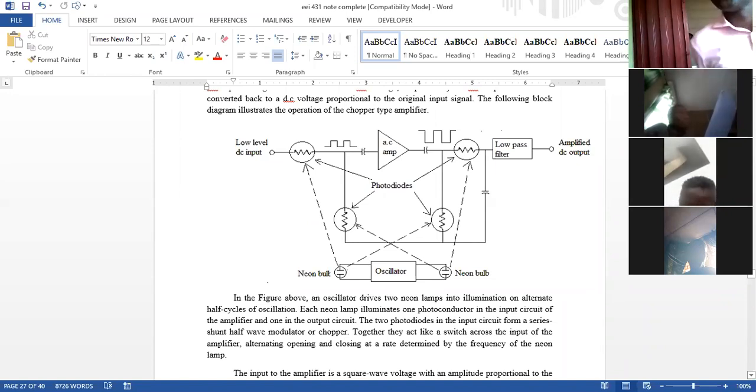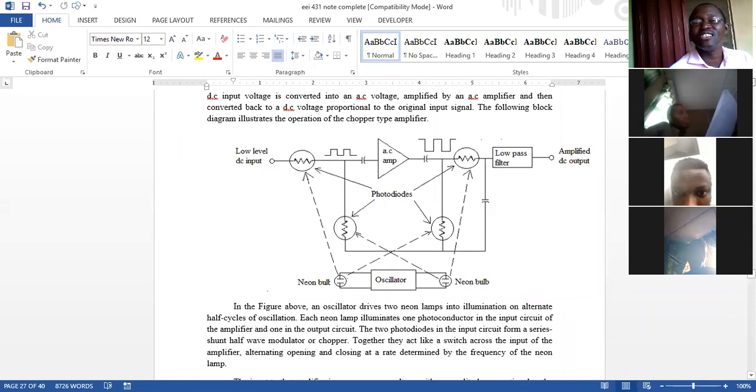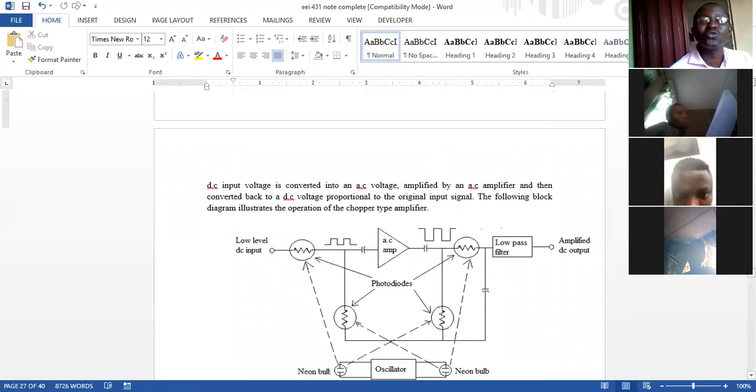Okay, so the power is now turned on. All right, so when you look at the screen now, you see the block diagram of how the device works. This is a simple block diagram that you people can easily sketch if you have been asked to do so.